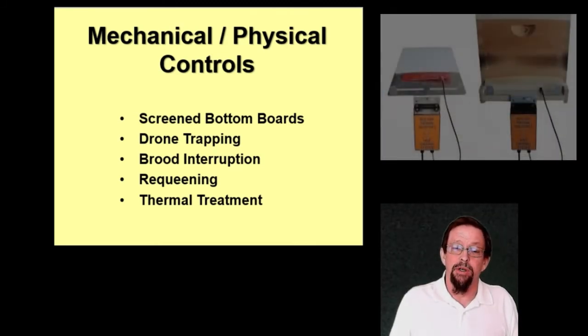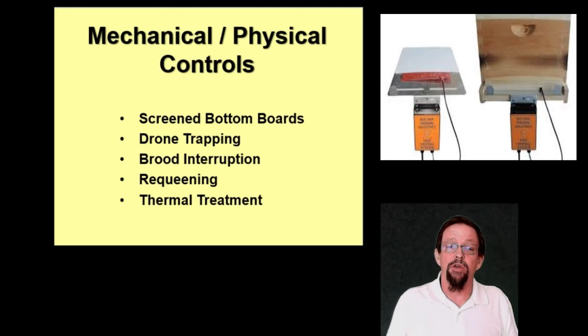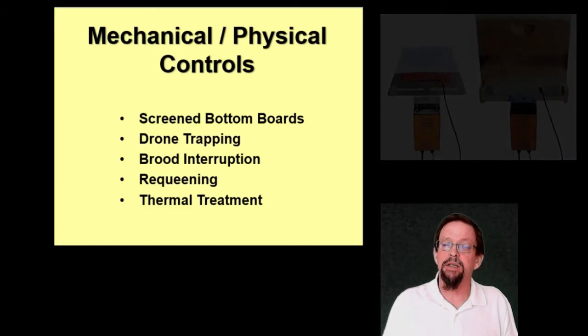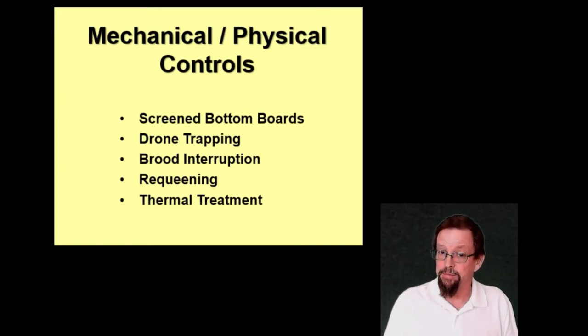Next is thermal treatment. Thermal treatment is a method where you heat the hive to approximately 106 degrees Fahrenheit for a specified time duration, and basically what that does to the mites is it makes the mites sterile. It doesn't kill the mites, but it makes them sterile and unable to reproduce.